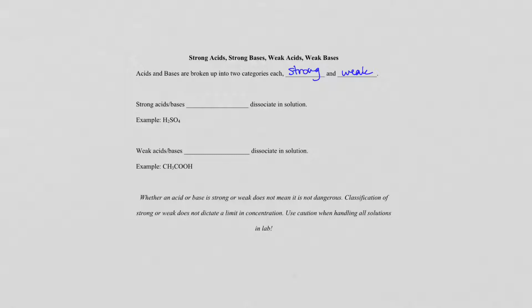Strong acids and bases completely dissociate in solution, while weak acids and bases only partially dissociate in solution. What does this mean? We'll get to the partially dissociating in solution in a second, but let's do just an example of complete dissociation. Let's say we have some pure acid, and we're dissolving it in water.